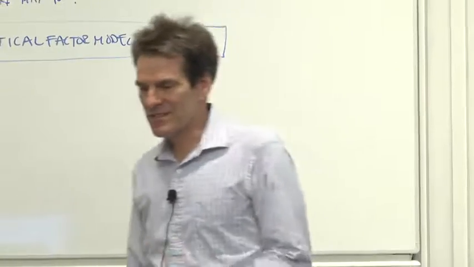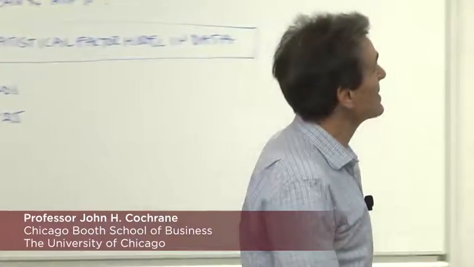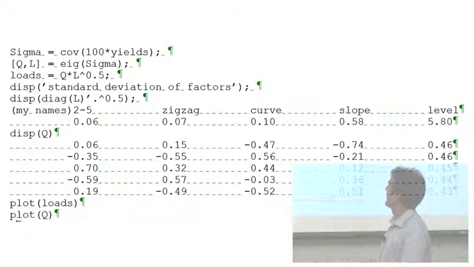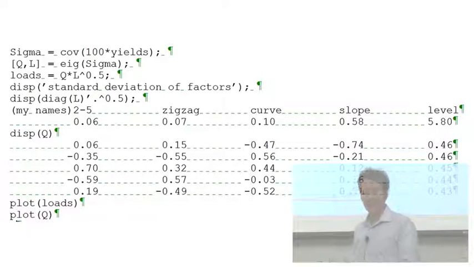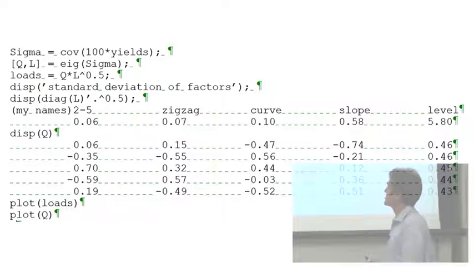So let's do this statistical factor model in the data. And just to show you how easy it is, I use MATLAB. There's my MATLAB code for producing it. I make the covariance matrix of yields. I take the eigenvalue decomposition: Q, L is eig of sigma. And then we just look at the columns of Q. And that tells us our factor model. So here are the columns of Q. Disp Q shows us the columns of Q.